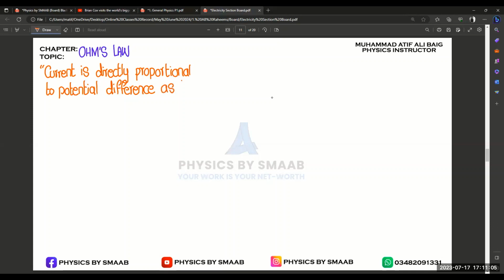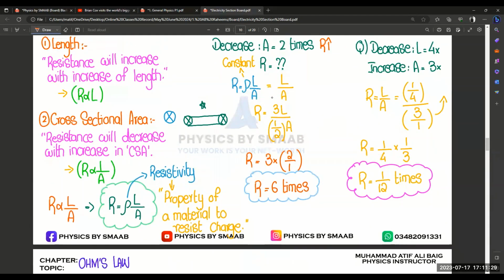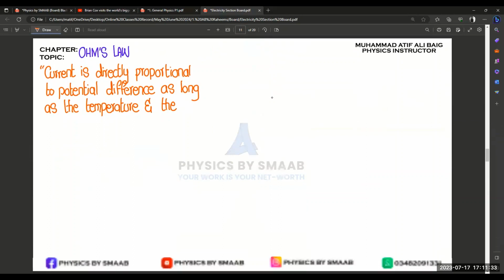But there is one condition: as long as the temperature and the physical condition, meaning those factors which we were discussing in our last class, cross sectional area and length, remain constant. Because if we increase or decrease them, resistance will automatically change.